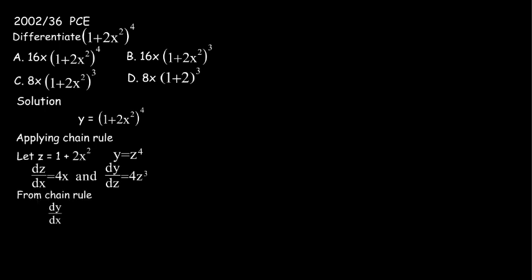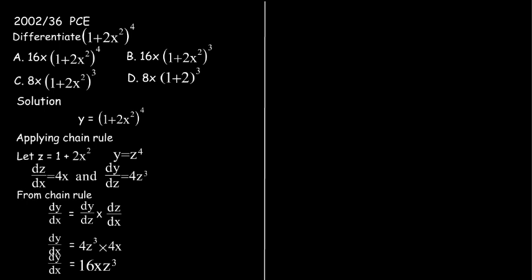Now, from chain rule, dy over ds will be equal to dy over dz times dz over ds. Now, substituting for dy over dz and dz over ds, dy over ds will be equal to 4z raised to the power of 3 times 4s. Multiplying this, it becomes dy over ds is equal to 16s z raised to the power of 3. At this point, we are going to substitute for z. We know that z is equal to 1 plus 2s squared. Now, substituting z for 1 plus 2s squared, our equation becomes dy over ds is equal to 16s in bracket 1 plus 2s squared raised to the power of 3. The correct option is B.